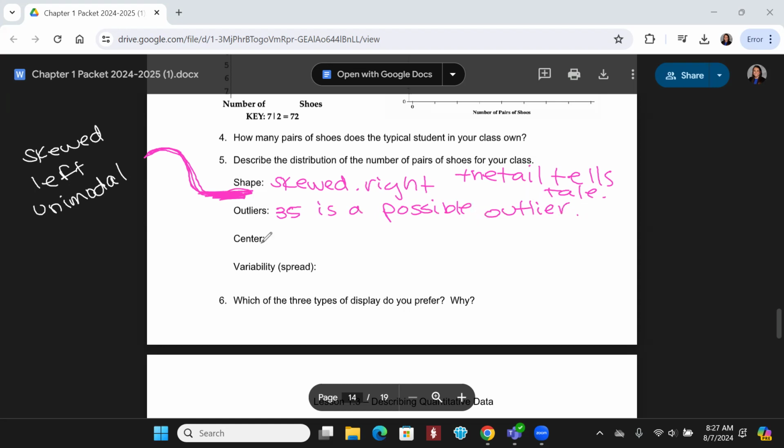Now we're trying to find the center. Remember, center is just a different way of saying the average, or the mean, and the median. Do you remember how to find those two things? We add up all the numbers and then divide by how many numbers there are. For median, we find the middle number. You have to list them from least to greatest and then find the middle. Take a moment, try to find the mean, the average, and then the median, which is the middle.